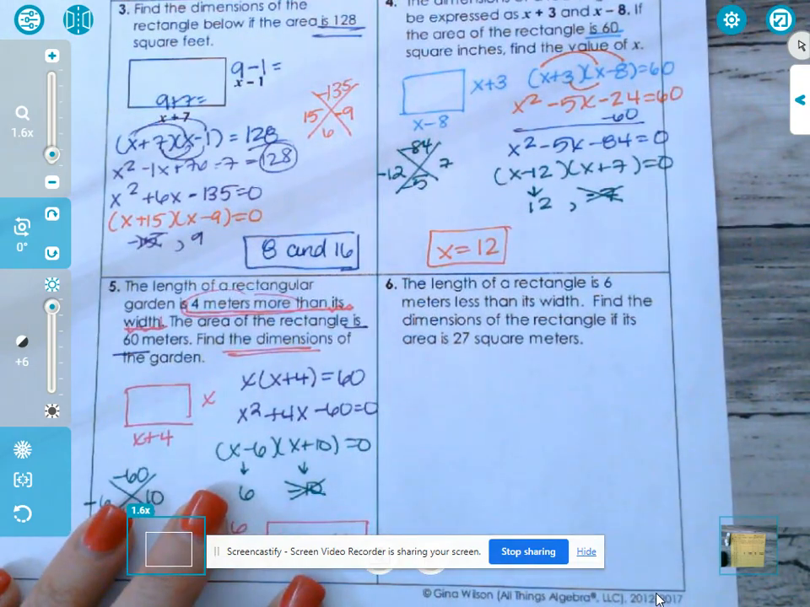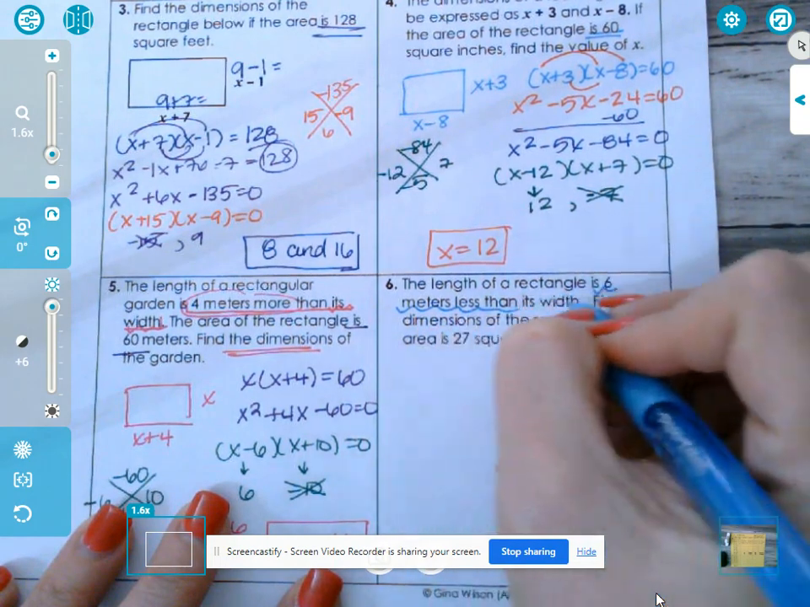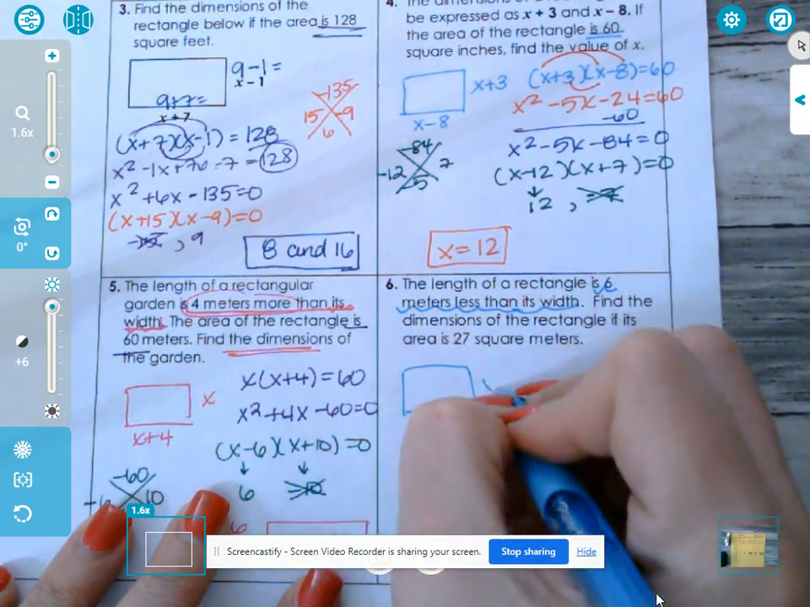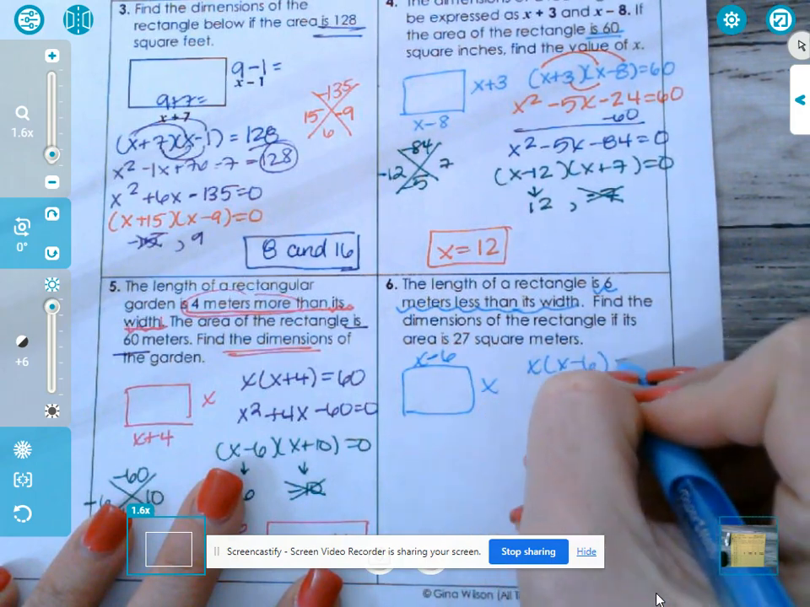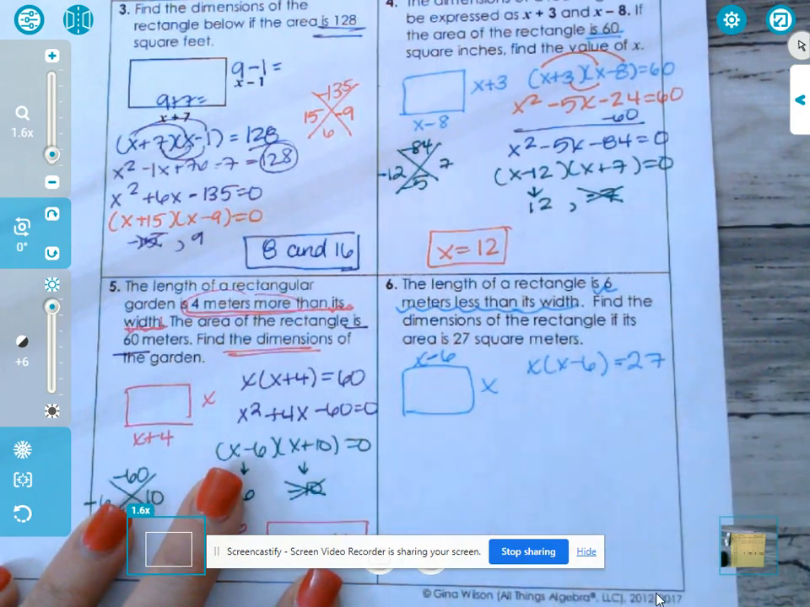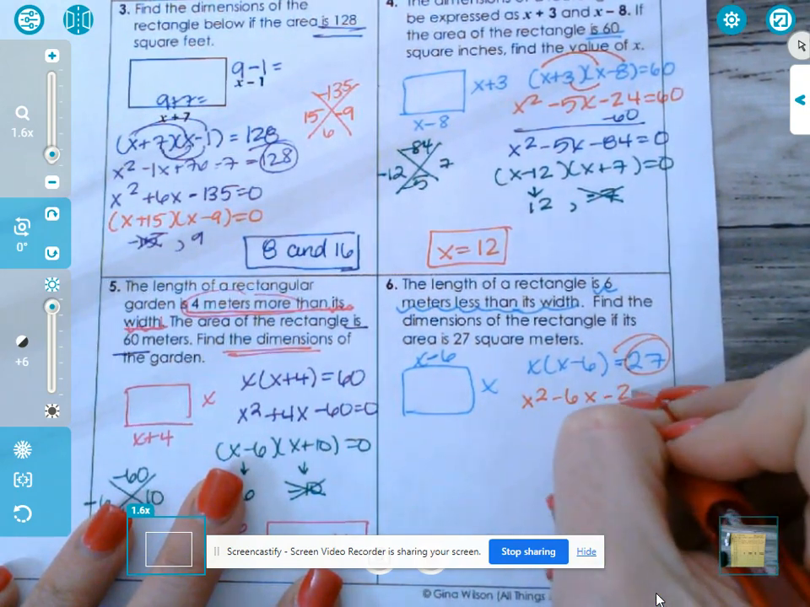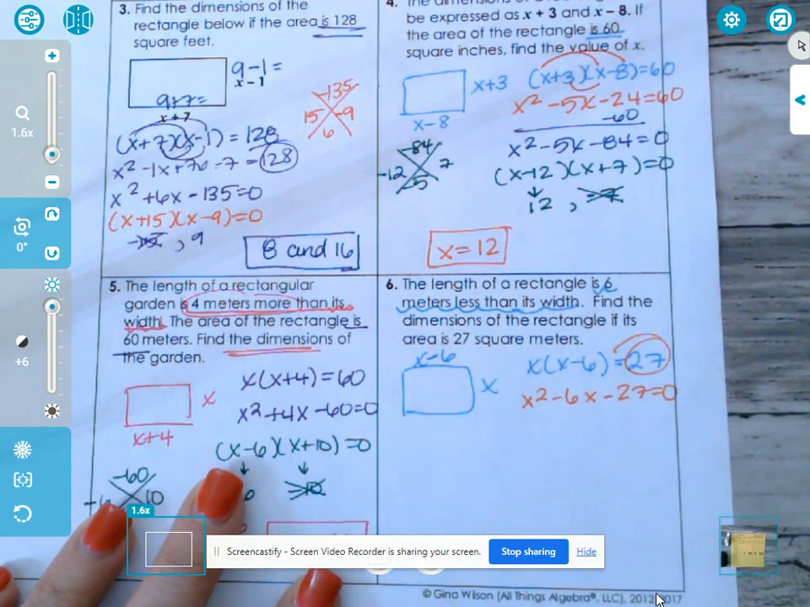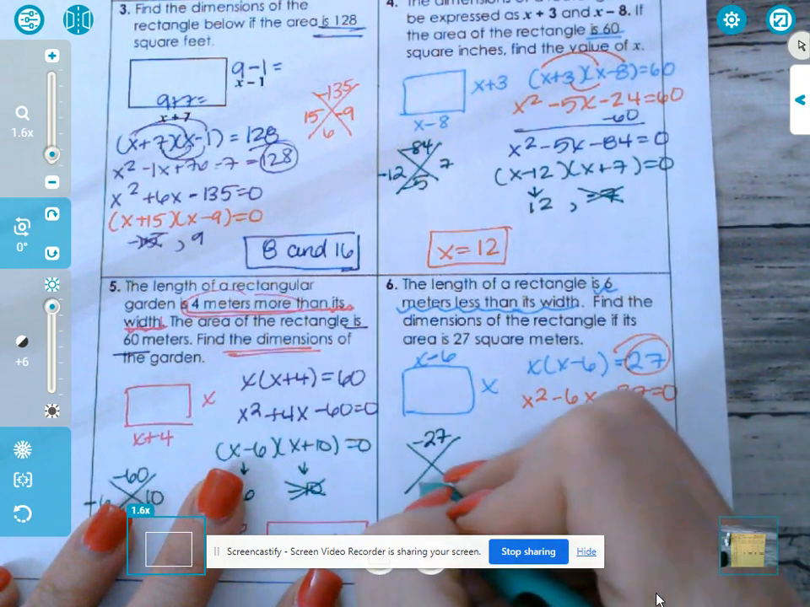Okay. All right, number 6, the length of a rectangle is 6 meters less than its width. So the width again is our x, and then x minus 6. That's equal to 27. So let's just, in our mind, skip a few steps. That's x squared minus 6x. Bring that 27 over, making it minus 27. So now we can x box.